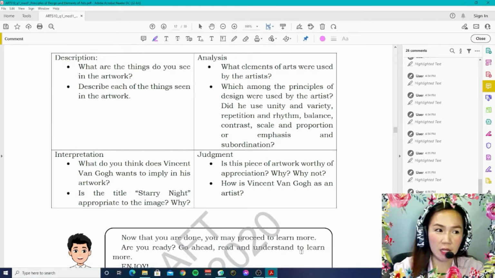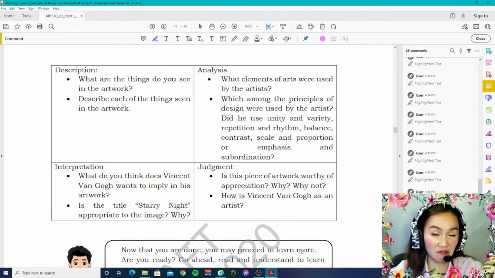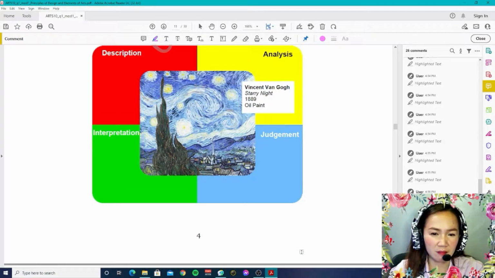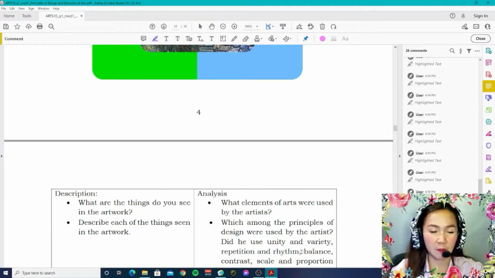Ano yung gusto niyang sabihin? Ano yung gusto niyang ipahiwatig dun sa kanyang painting na Starry Night? Sa tingin niyo, guys. Ayan. Ano yung naramdaman niyo nung nakita niyo siya? Nung nakita niyo yung painting?